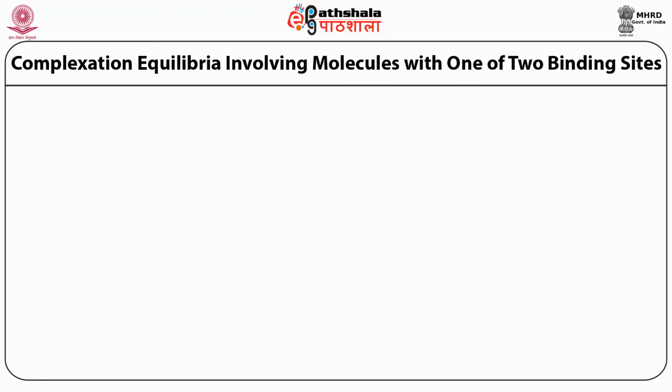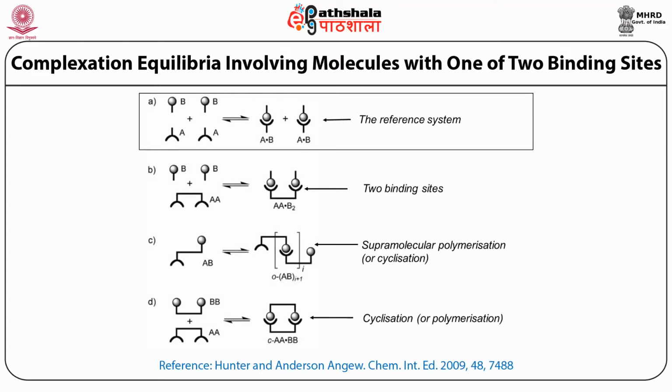Let us look at the following scenario to understand cooperativity in a much better way. The first system, as we see on your screen, is the reference system, where you have two molecules of B and they are competing for two molecules of A.